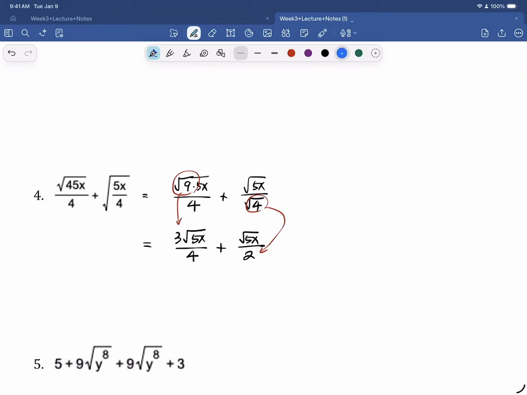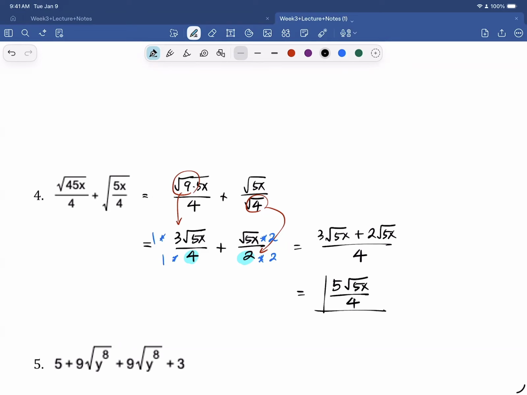And then what is the common denominator between 4 and 2? Which is 4. So that's why multiply by 1, and then this is multiplied by 2. So that's why this is 1 times 3 square root of 5x is 3 square root of 5x plus 2 square root of 5x all over what? 4. So that's why this is 5 square root of 5x over 4. 3 plus 2 is 5. Okay. So the answer is 5 square root of 5x all over 4. Okay.